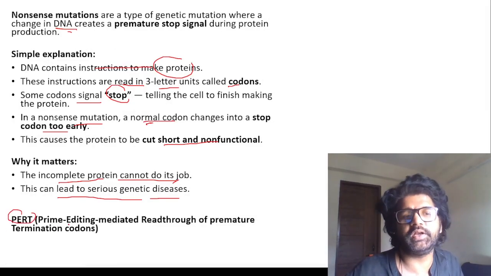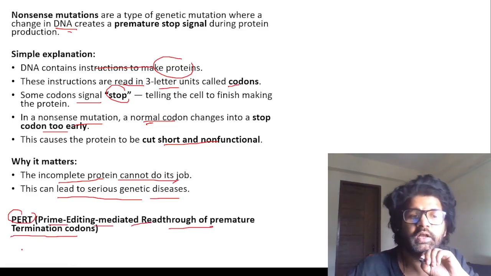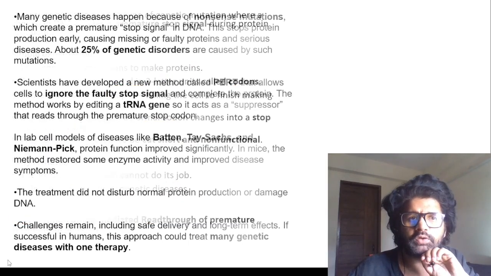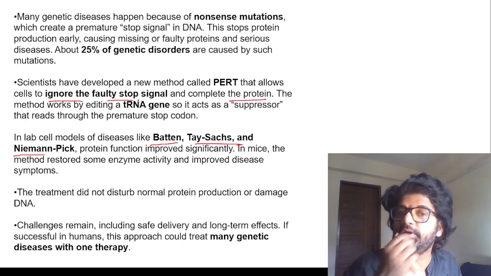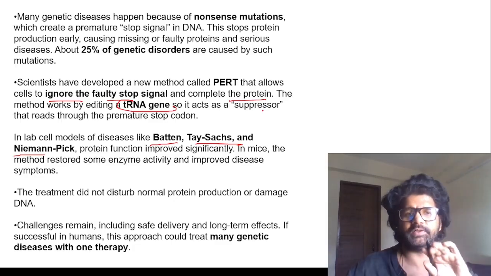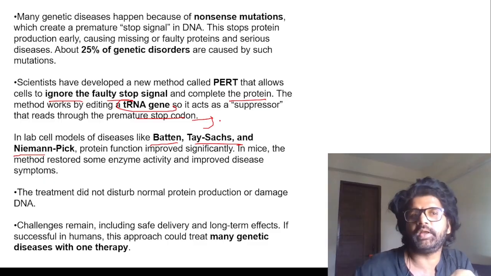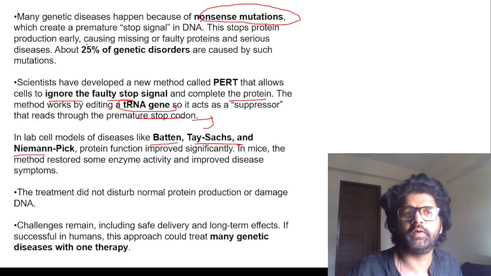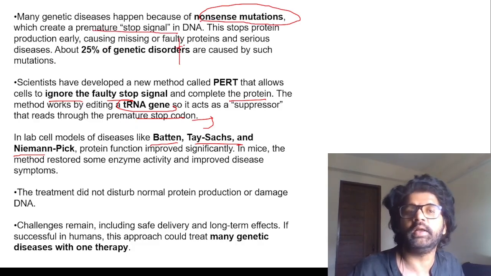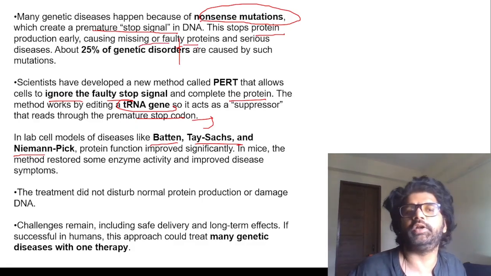This PERT gene editing technology, prime editing mediated readthrough of premature termination codons, will tell the codons to keep going. PERT will allow cells to ignore the faulty stop signal and complete the protein. They will use a tRNA gene, which will act as a suppressor, saying this is a premature stop signal, don't listen to it, complete making the protein. Many genetic diseases happen because of this nonsense mutation, which creates a premature stop signal in DNA and incomplete protein.